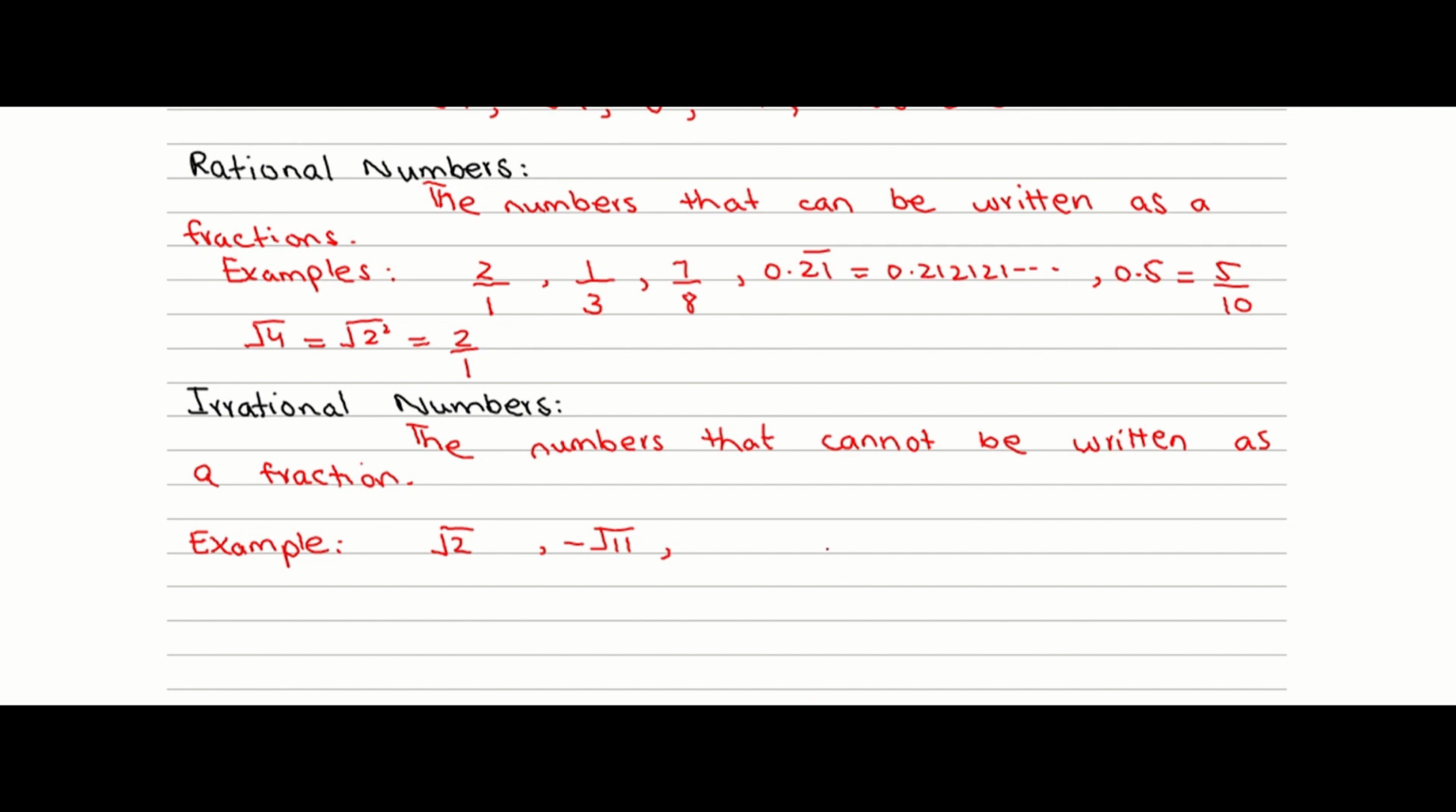Other examples of irrational numbers are pi, because the value of pi is 3.14159, and it goes on, and it's a different number, it's not repeating numbers. And another example might be the number 2.010010001, and it goes on and on. This is not a rational number, it's an irrational number, because it cannot be written as a fraction.